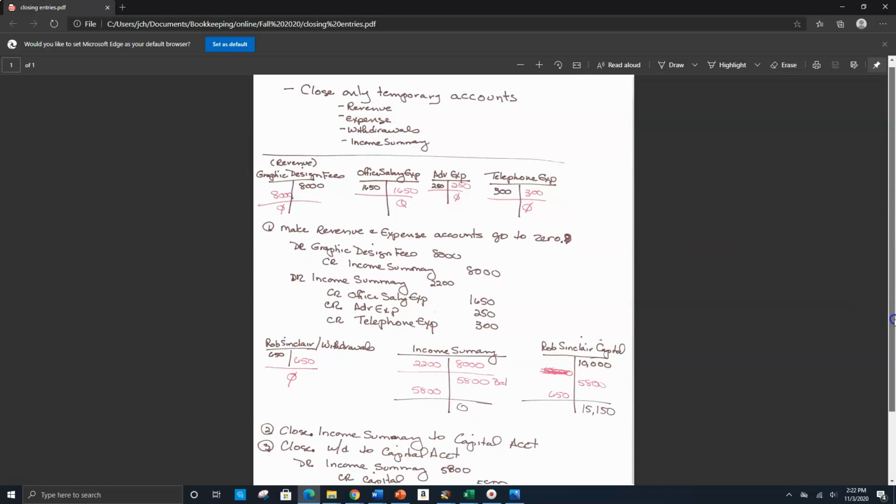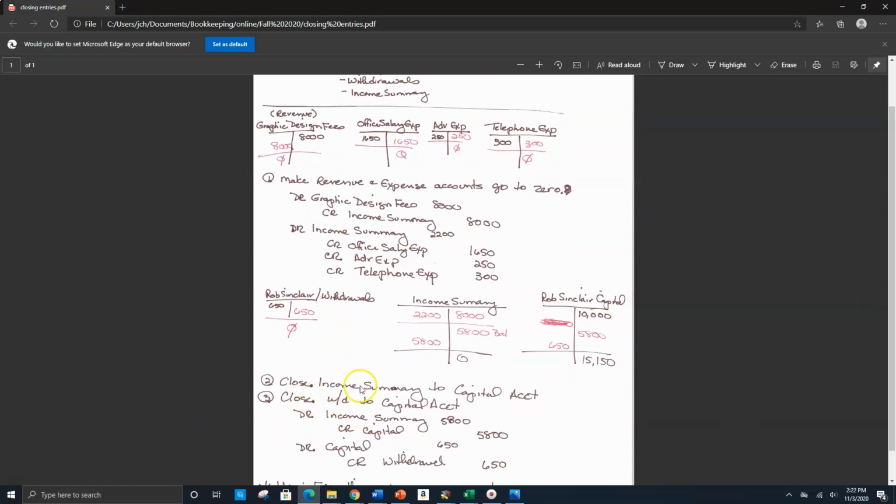Okay, step number 2, close income summary to capital account. So we had $8,000 go to income summary, a credit, and $2,200, a debit, go to income summary. So that results in a credit balance of $5,800. Well, now we got to close out income summary because this is just a temporary account. So we debit income summary to get it down to zero, and we have to have a credit, and that goes to capital. So here's our entry, debit income summary, $5,800, credit capital.